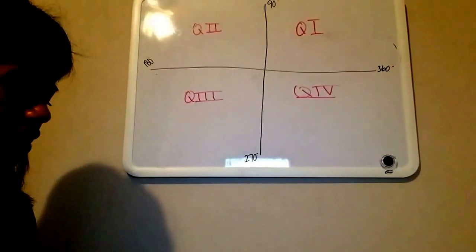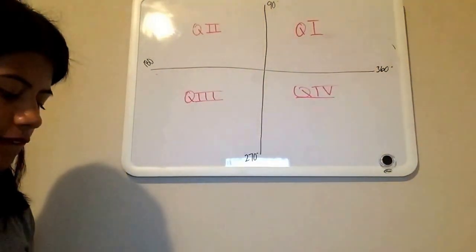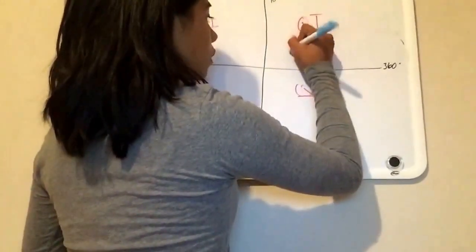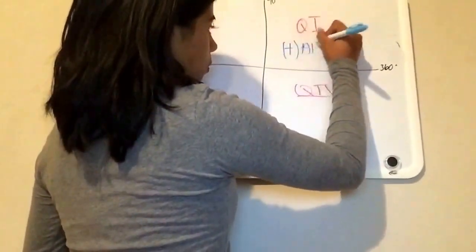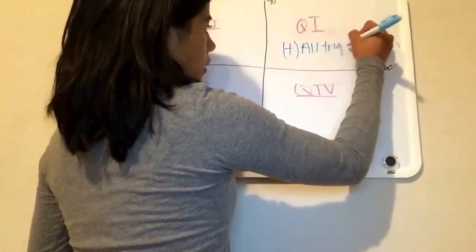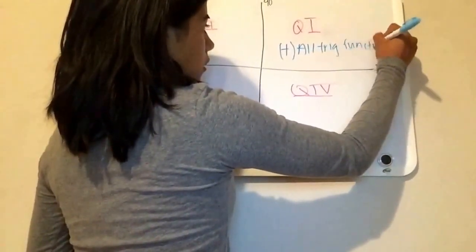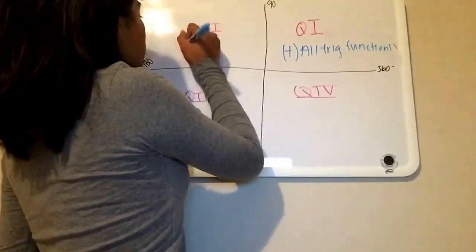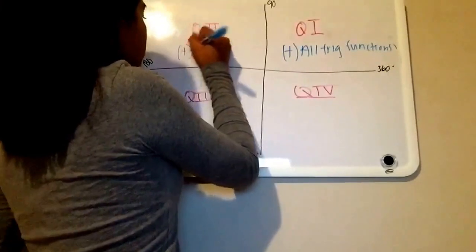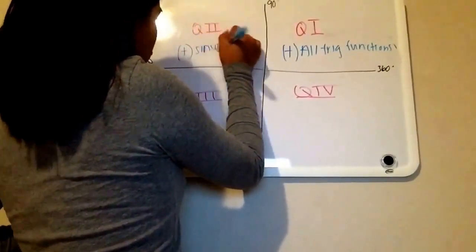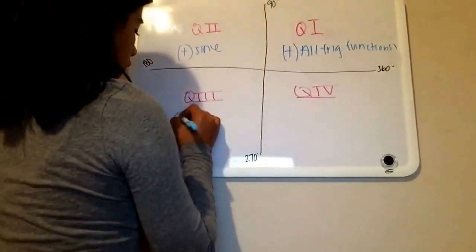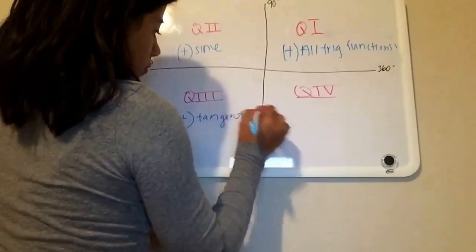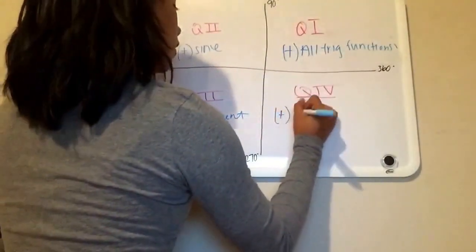The way that I remember it is, well, actually I'm gonna write it down. In quadrant 1, all trig functions are positive. For quadrant 2, it's sine that's positive, and everything else is negative. For this one, it's tangent. For this one, it's cosine.